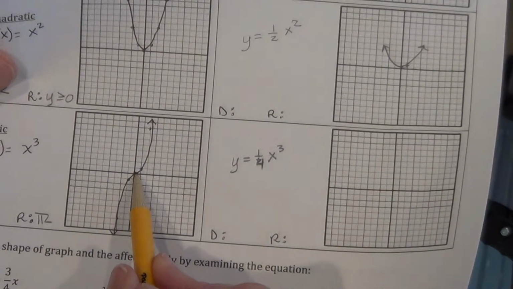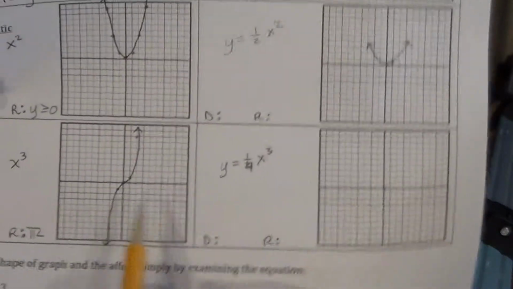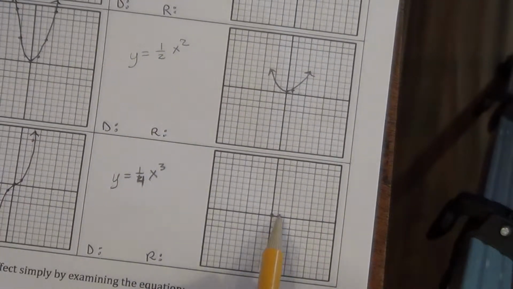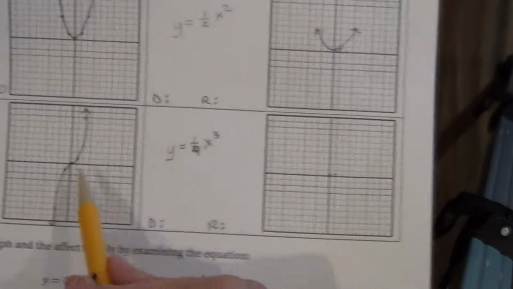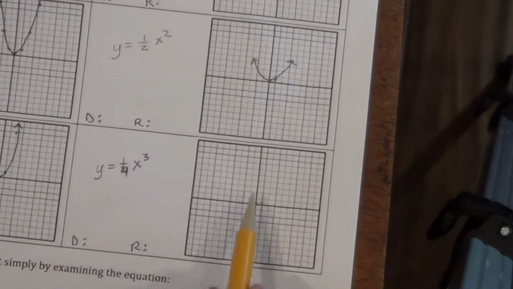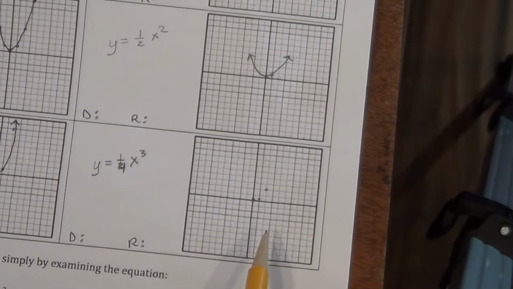On our parent function, we had 0, 0. We know 0 is not going to be affected when we multiply by a number. But now 1 cubed is 1, but then we take a fourth of it. It's way down there. Well, let's go over here. 2 cubed was 8, but we take a fourth of that, means 2 is only at 2.